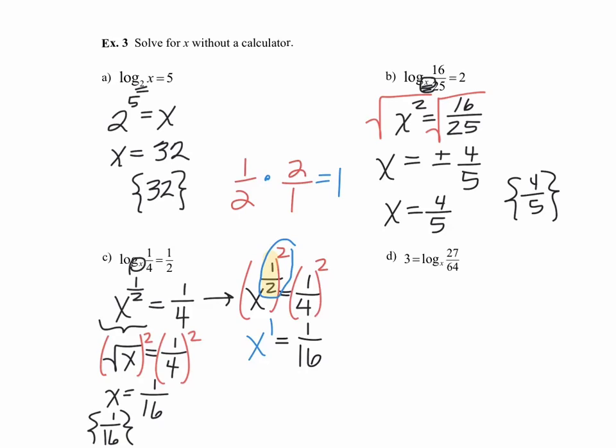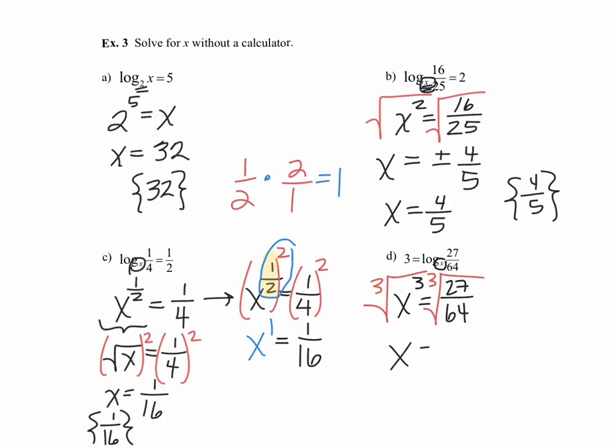All right, our last equation is 3 equals log base x of 27/64. So starting with that base of x, rewrite this in exponential form will give us x to the 3rd power is equal to 27/64. This time we are going to cube root both sides.